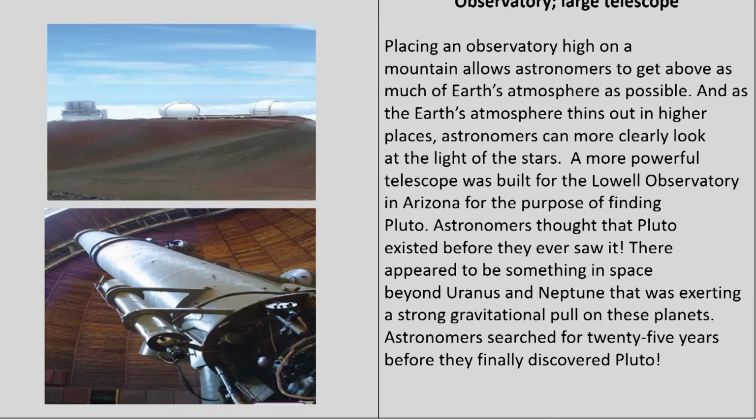Astronomers thought that Pluto existed before they ever saw it. There appeared to be something in space beyond Uranus and Neptune that was exerting a strong gravitational pull on these planets. Astronomers searched for 25 years before they finally discovered Pluto.